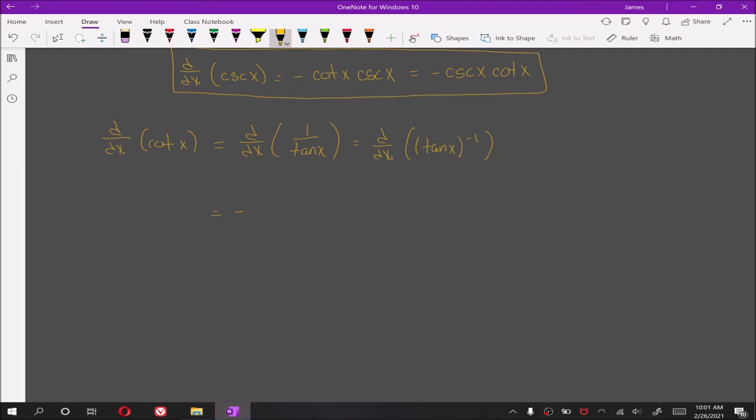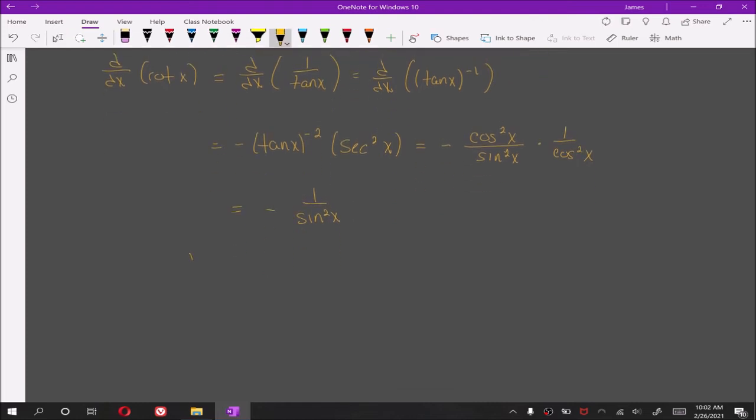This will be negative tangent of x to the minus 2 times the derivative of tangent, which is secant squared. We can write this as negative cosine x over sine squared x times 1 over cosine squared x, which is negative 1 over sine squared x. So the derivative of the cotangent function is negative cosecant squared.